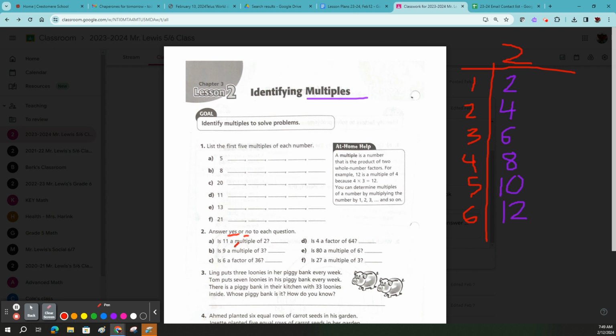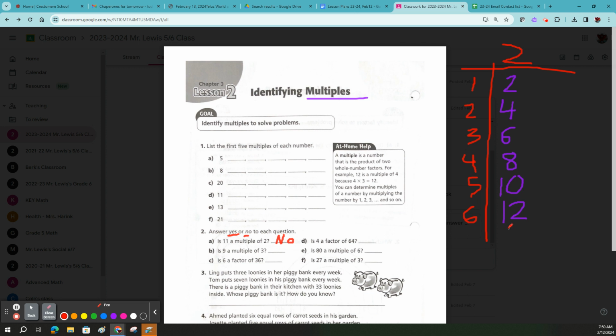Is 11 a multiple of 2? Well, let's find out. Let's have a look at our multiple list. I see 2, 4, 6, 8, 10, 12. Nope. Sorry, the bell's going off there. I don't see 11 there, so 11 is no. No, 11 is not a multiple of 2 because it's not in this list. I can't skip count to 11 by 2.